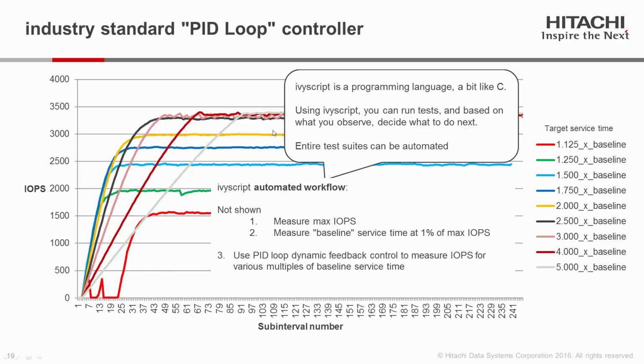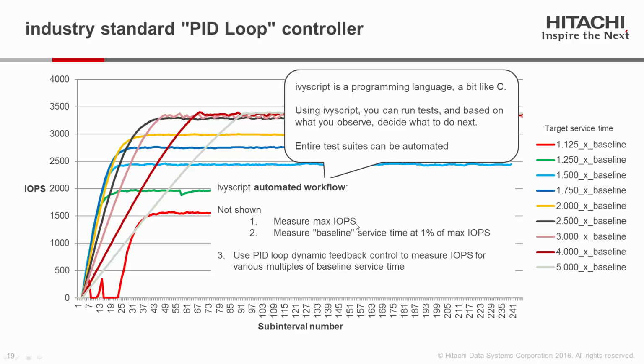On each run, we set the target service time. Here you can see subinterval by subinterval what the IOPS were, and you can see how long it takes to reach a stable point, and then it's measuring after that. So in the first step, what we do, not shown, is we measure with IOPS equals max.